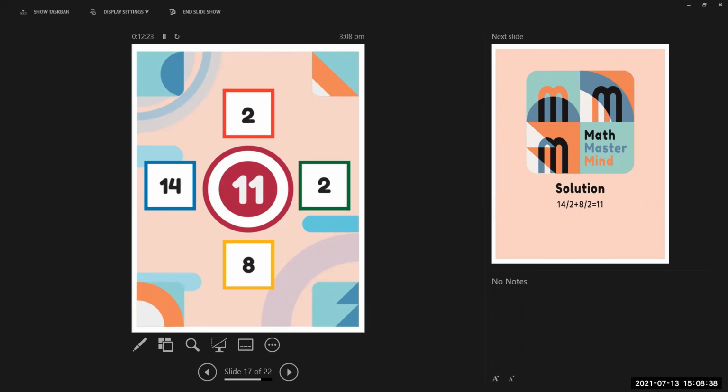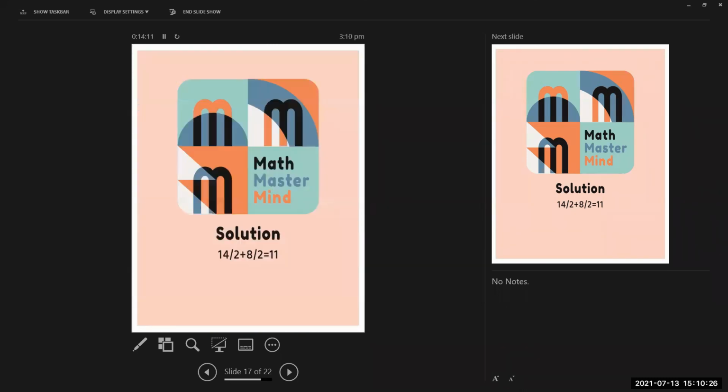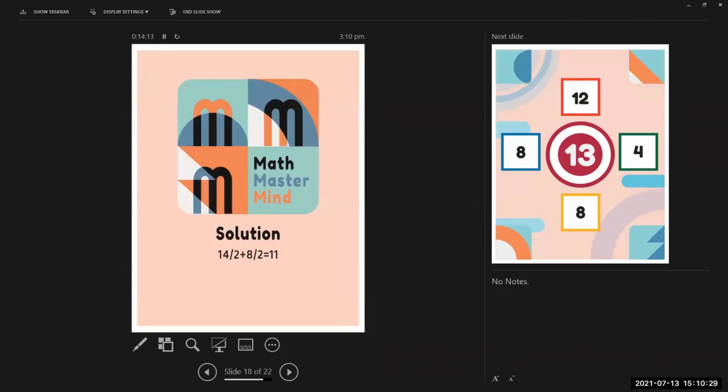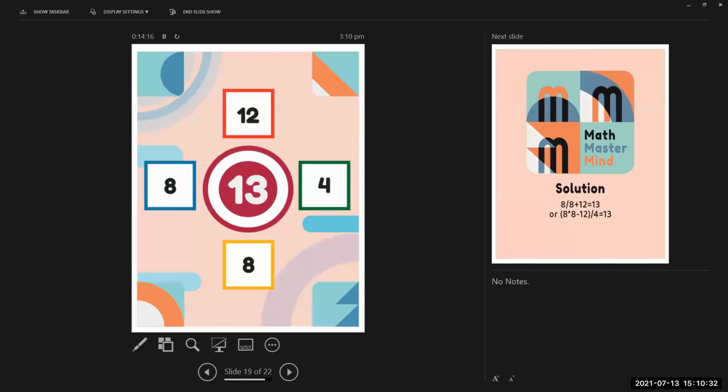Okay, this last equation, we need to get 11. If you cannot solve it, think about breaking up the numbers into pieces. Here the solution is 4 plus 7 is equal to 11. How do you get 4? 8 divided by 2 is 4. How do you get 7? 14 divided by 2 is 7. So 14 divided by 2 plus 8 divided by 2 will give you 11. Hence the answer. I hope you enjoyed solving Math Mastermind.